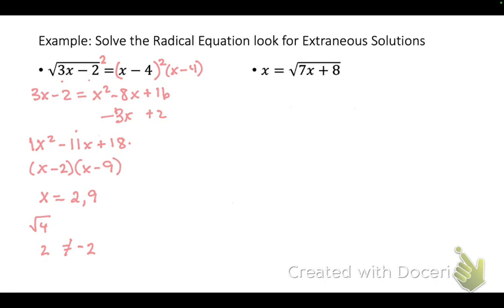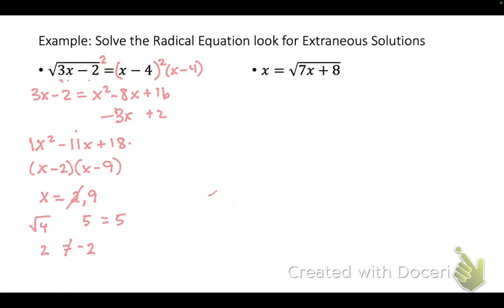Okay. So let's make sure 9 works. So 3 times 9 is 27. Minus 2, 25. The square root of 25 is 5. And then 9 minus 4 is 5. So 2 doesn't work. We don't scribble it out, we just cross it out. It is an extraneous solution. Because 2 is a solution. Is it a good solution?